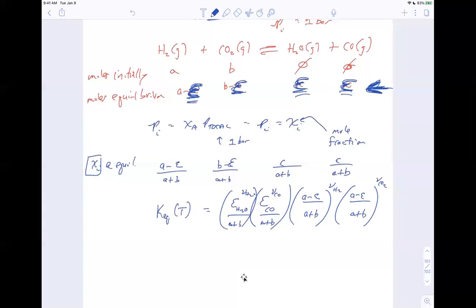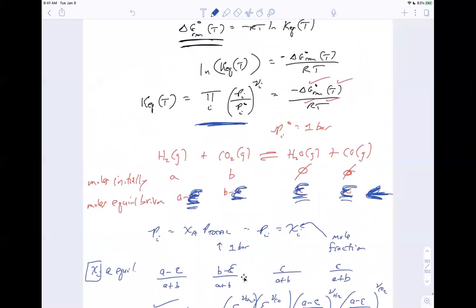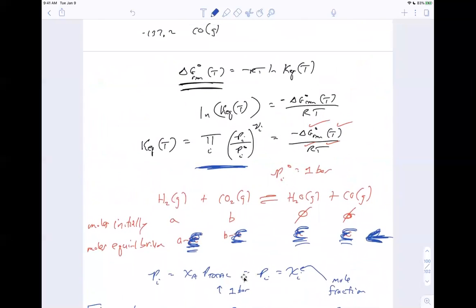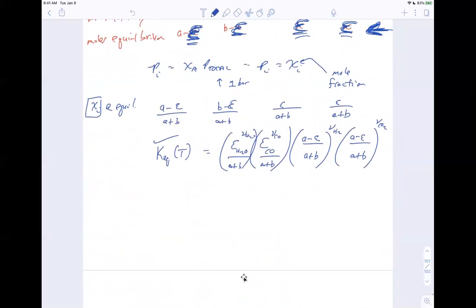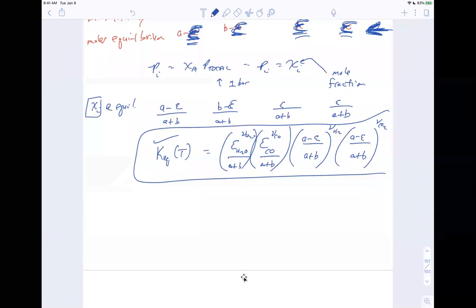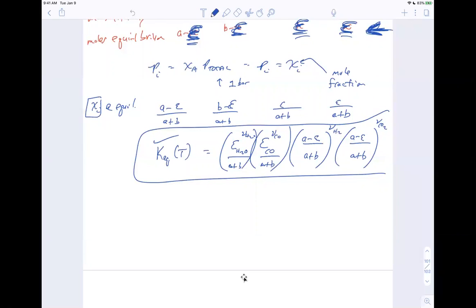Okay, so now we know what K equilibrium is, because we said that the log of K equilibrium is related to the delta G's of formation. And so there you have it. Okay, and so we can solve this equation for epsilon, because that will tell you how many moles of each reactant species have reacted and how many moles of the products have been formed.